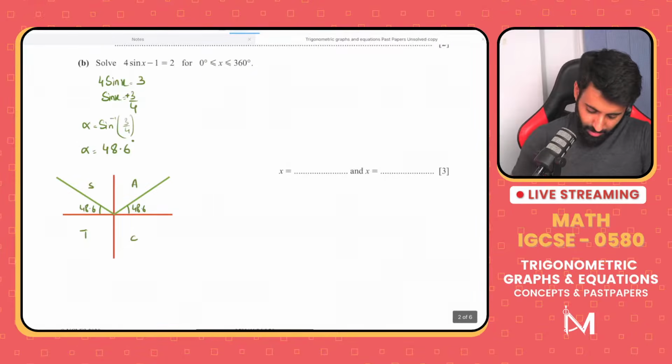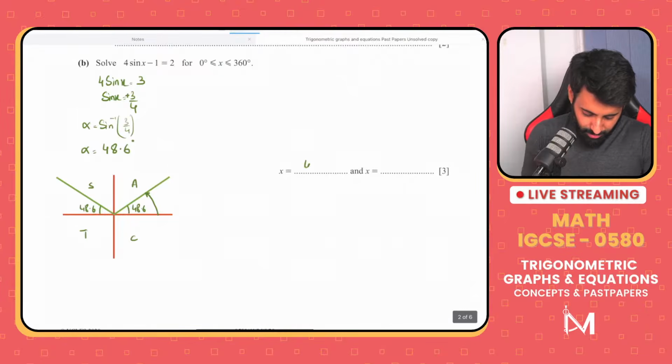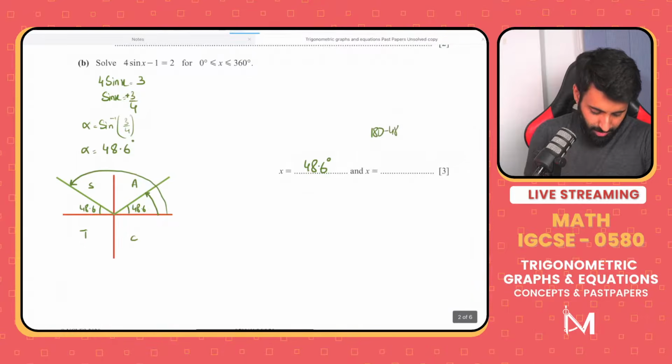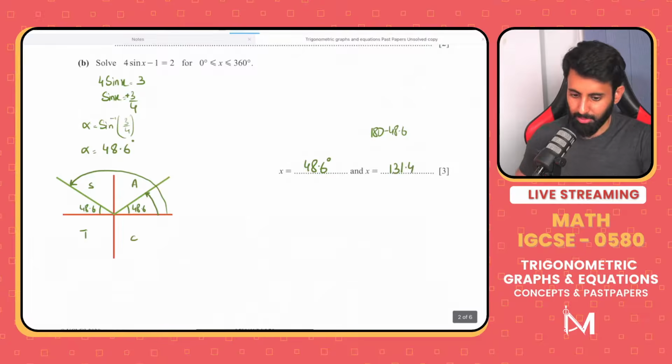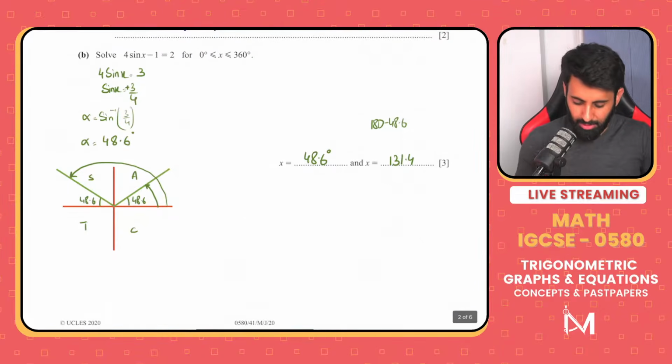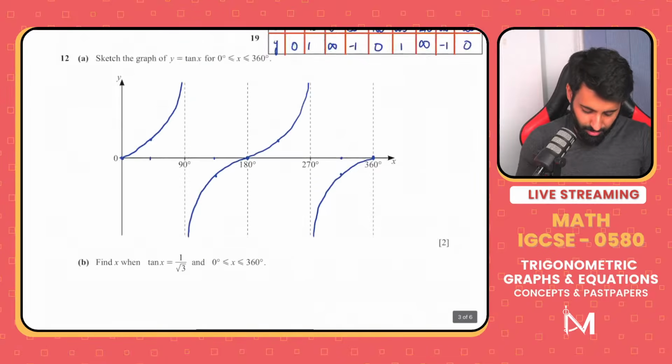Now, the value of x in the first quadrant is going to be the same as alpha, which is 48.6, and the value of x in the second quadrant is going to be 180 minus 48.6. So let's do that. 180 minus 48.6 is equal to 131.4 degrees. And there you go. That's it. This is how you will solve pretty much any trigonometric equation.